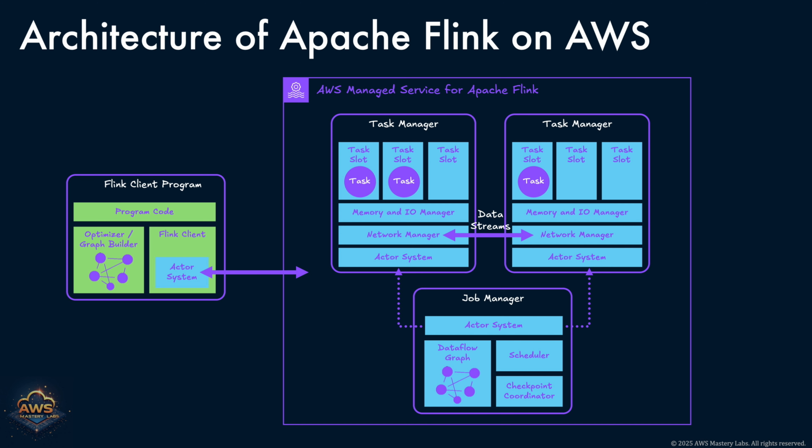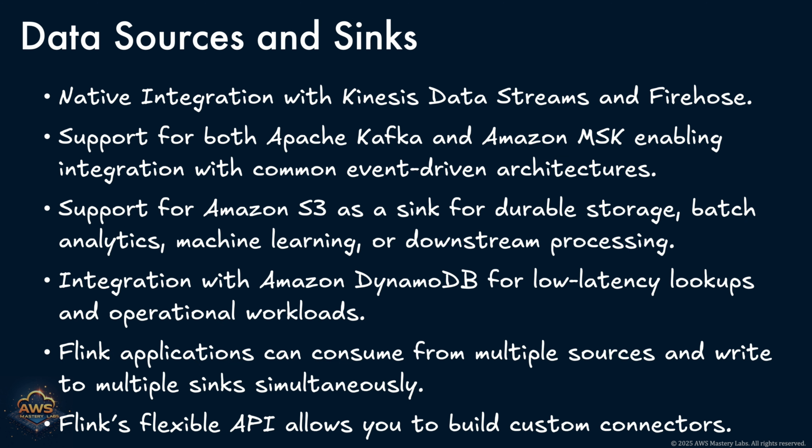When building streaming applications with Amazon Managed Service for Apache Flink, one of the first things to consider is how your application will interact with data sources and sinks. In other words, where your data comes from and where it needs to go. Flink applications on AWS have native integration with Amazon Kinesis Data Streams and Kinesis Firehose. This makes it easy to ingest real-time event data without writing complex connection logic.